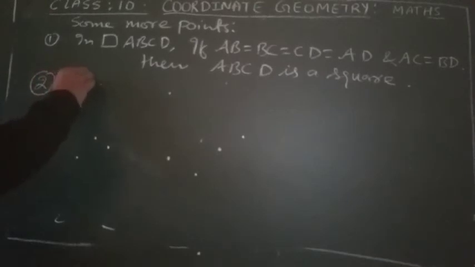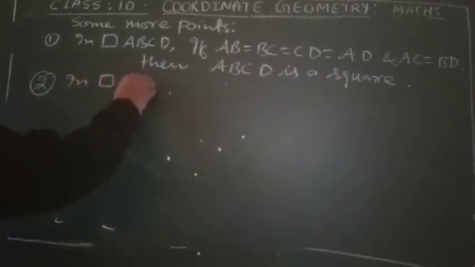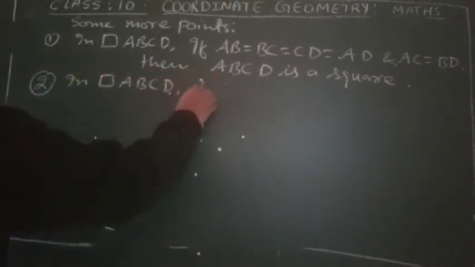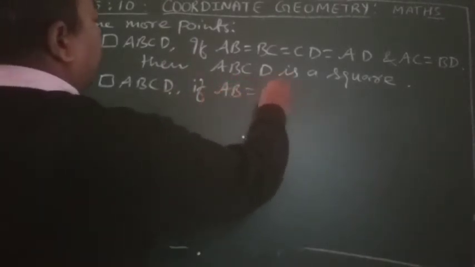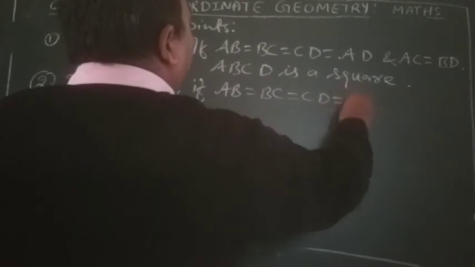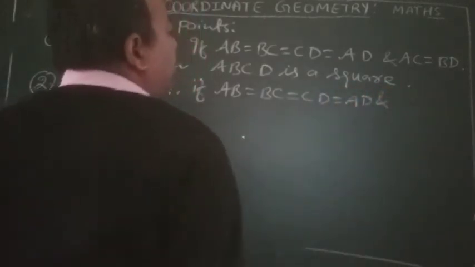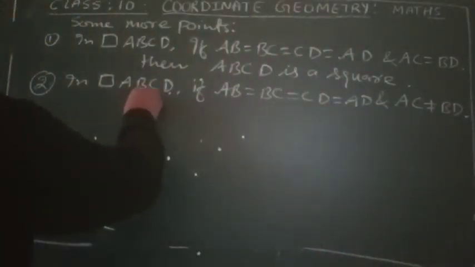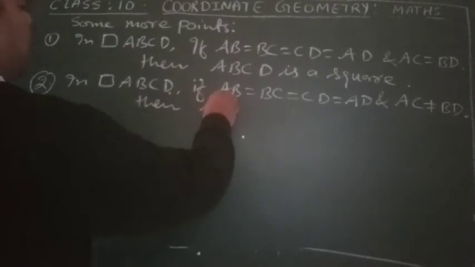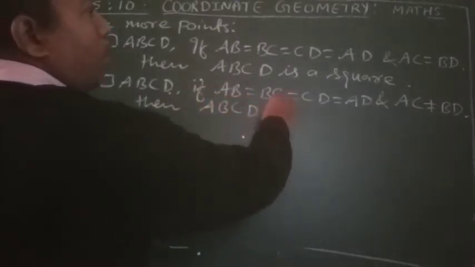In quadrilateral ABCD, if AB equals BC equals CD equals AD, and AC is not equal to BD, then ABCD is a rhombus.